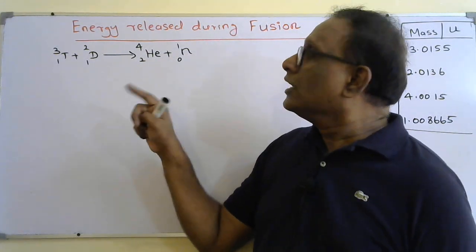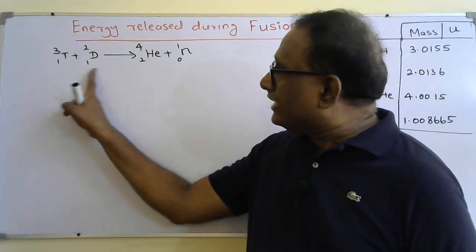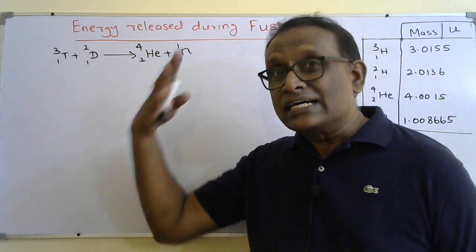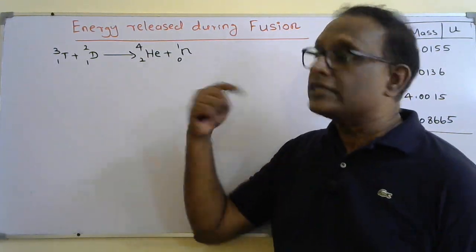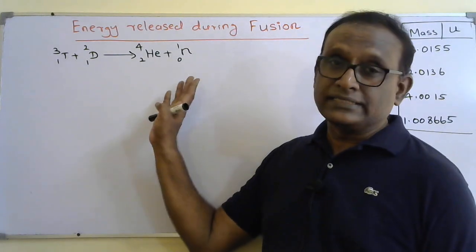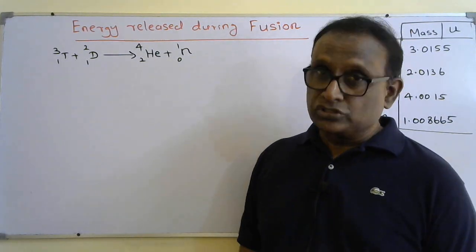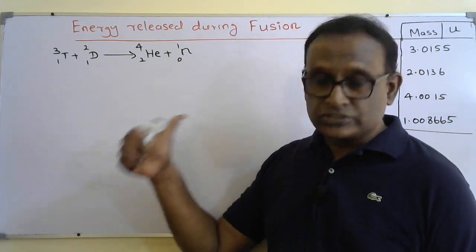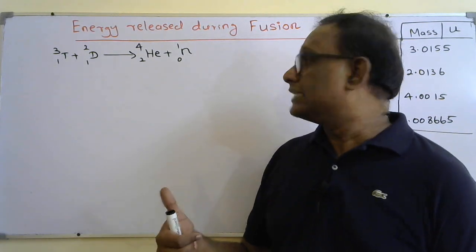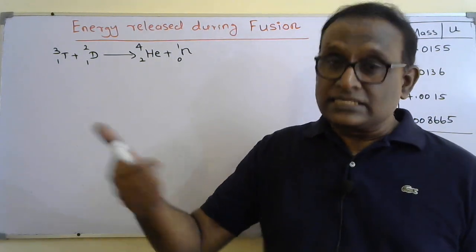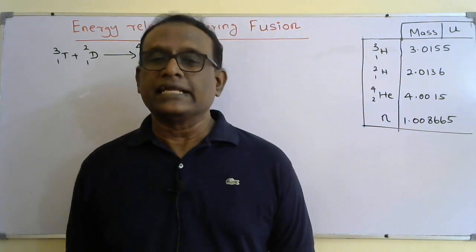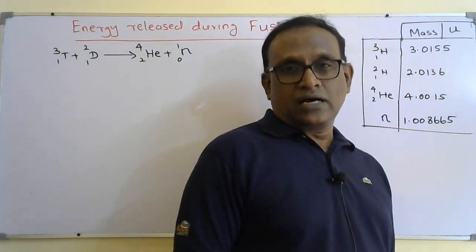But the problem here is, we need to check whether we need to consider the kinetic energy of tritium and deuterium due to the higher temperature. They should have kinetic energy, but do we need to consider it when we calculate the mass deficit, the energy release during fusion? The first method is total mass energy conservation, the mass deficit approach. The second method is binding energy; by using binding energy also we can calculate the energy release.